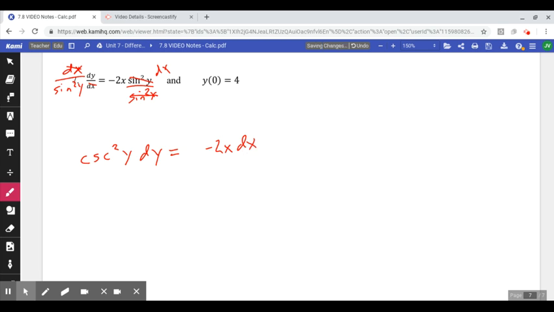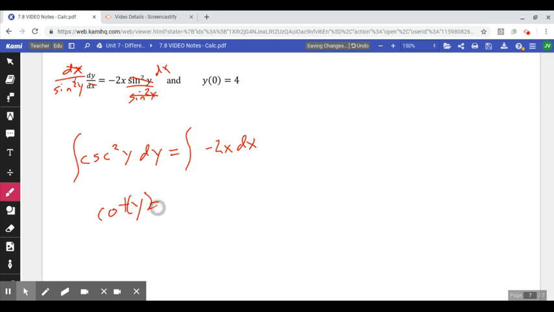And then we've got a negative 2x dx left on the right-hand side. So we've successfully separated our variables, and what we want to do now is take the integral. It's not a very good integral symbol. Take the integral of each side, and we'll find the antiderivative. Remember that the antiderivative of the cosecant squared is the cotangent. So the derivative of the cotangent is the cosecant squared. So our antiderivative here will be the cotangent of y.